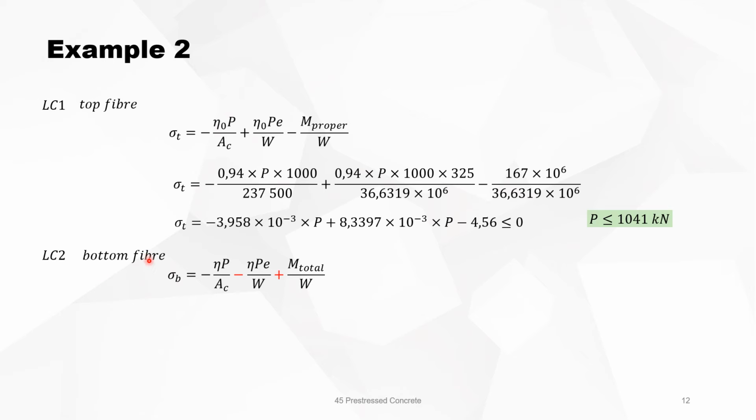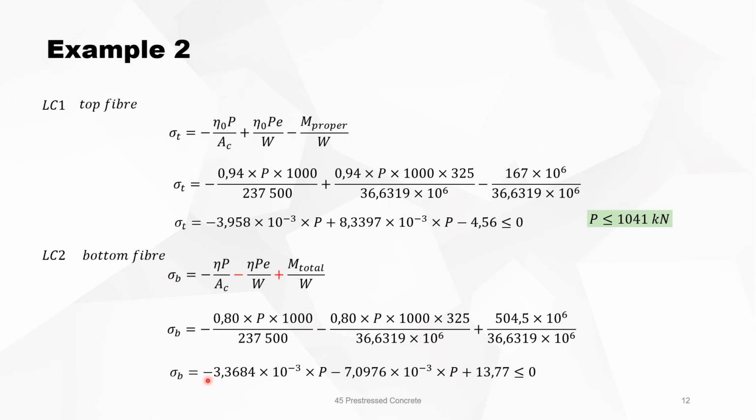In load case 2, the bottom fiber, we use the formula, we calculate it in function of P, and we see again that the bottom fiber may not be in tension, so it must be negative, smaller than 0. So P now must be bigger than 1316 kilonewton. So on the long term, for the bottom fiber not to have tension, the pre-stressing force must be bigger than 1316 kilonewton. Now we have a problem, because those two conditions cannot be true at the same time. You cannot have a pre-stressing force smaller than 1000 and bigger than 1300. So we have now a problem.